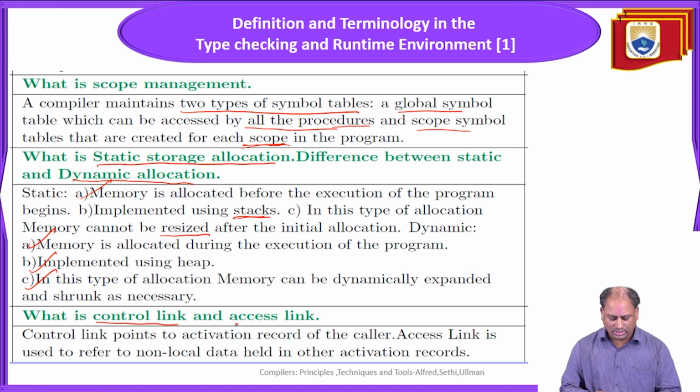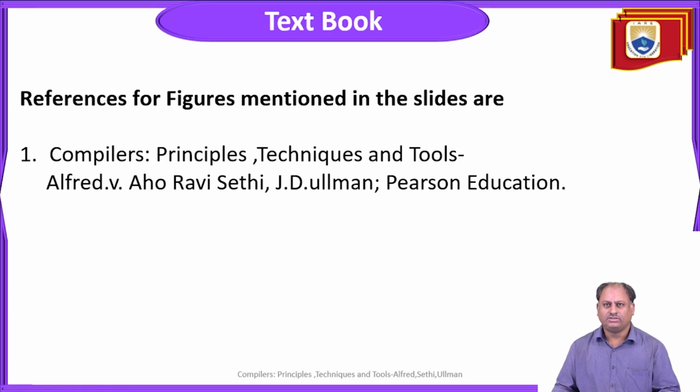What is a control link and an access link? Here, the control link points to the activation record of the caller. The access link is used to refer to the non-local data held in other records. So, this is about definition terminology with type checking and runtime environment.